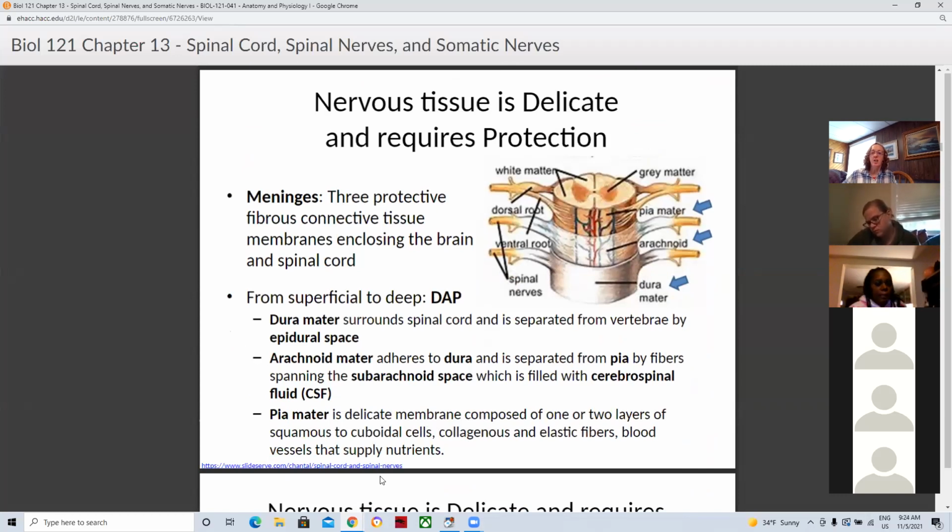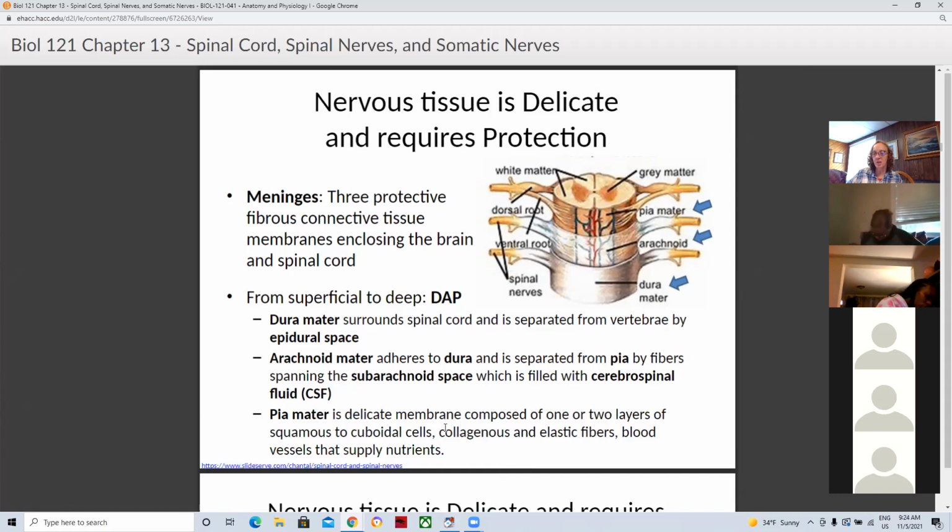The second level of defense are the meninges. You heard of meningitis? Meningitis is the inflammation of these meninges. So the meninges are these 3 protective, dense, irregular connective tissue membranes that enclose the brain and the spinal cord.